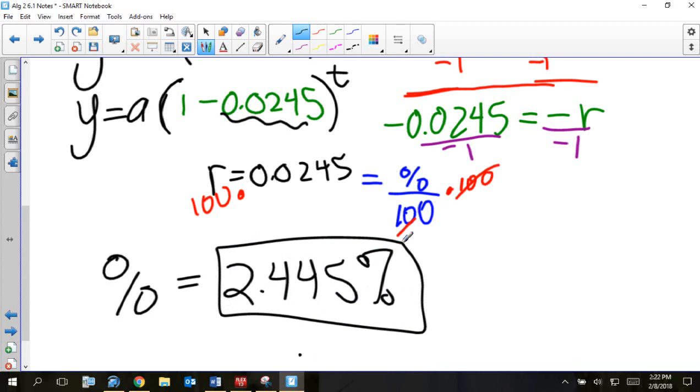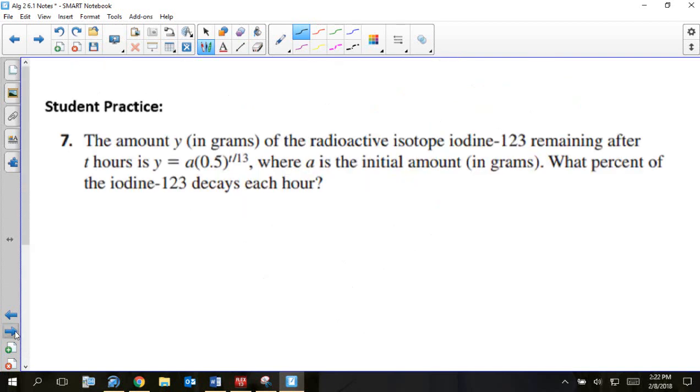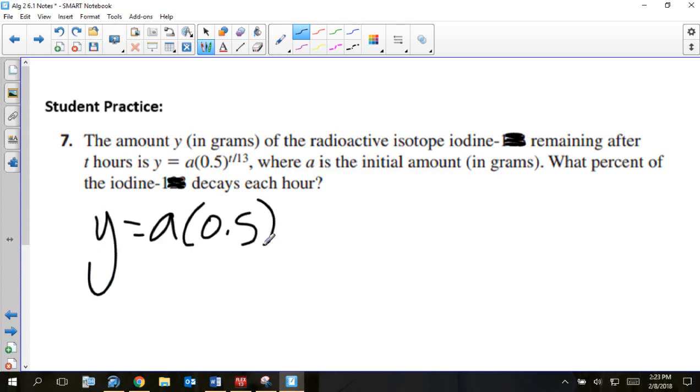Let's do another one. Go through that again. Okay, the amount of Y grams of the radioisotope iodine 123. Does the 123 matter? No, don't look at it. That's not important. That's just the name of the stuff. Remaining after T hours is Y equals A times 0.5 to the T over 13, where A is the initial amount. What percent decays each hour?